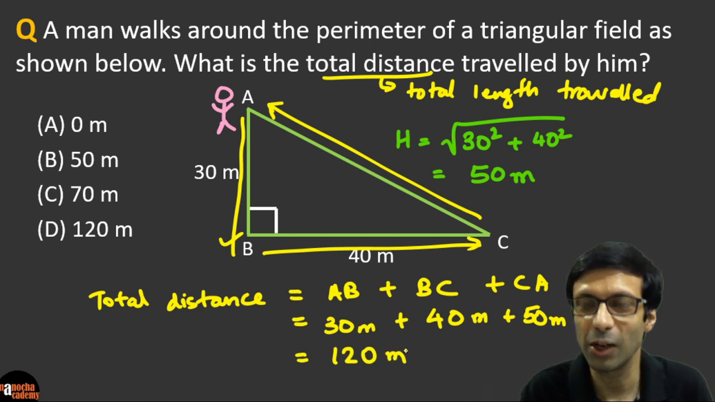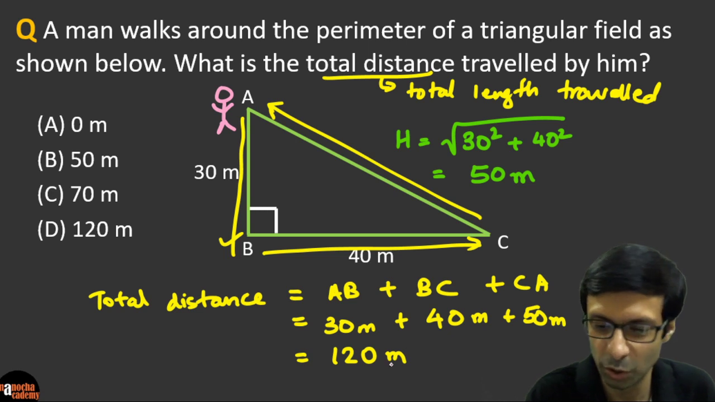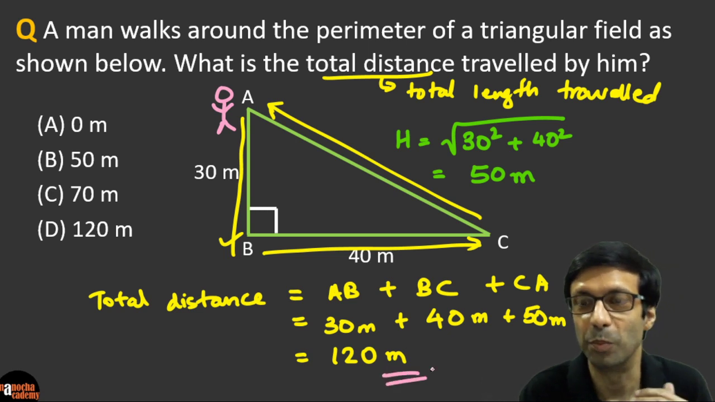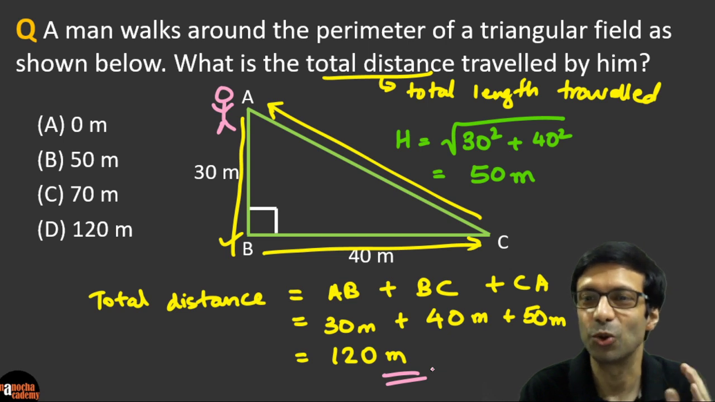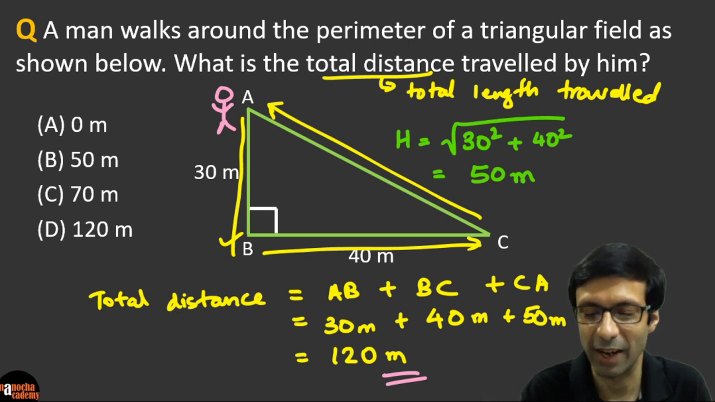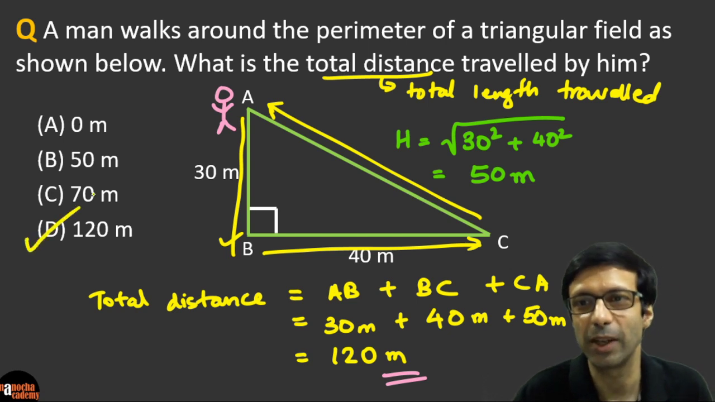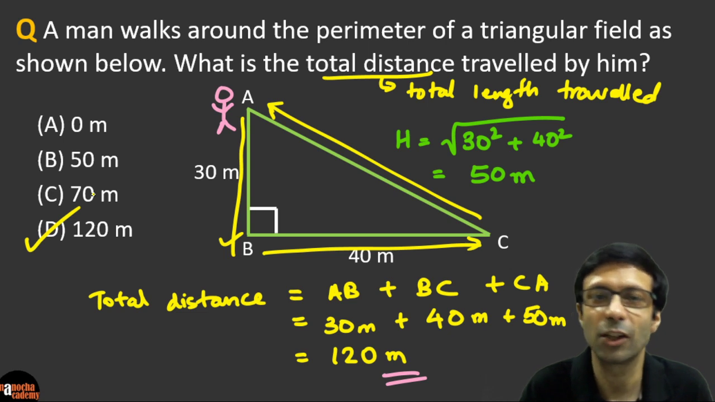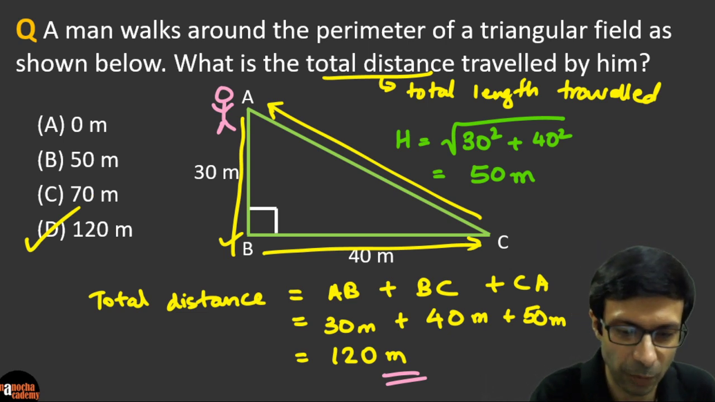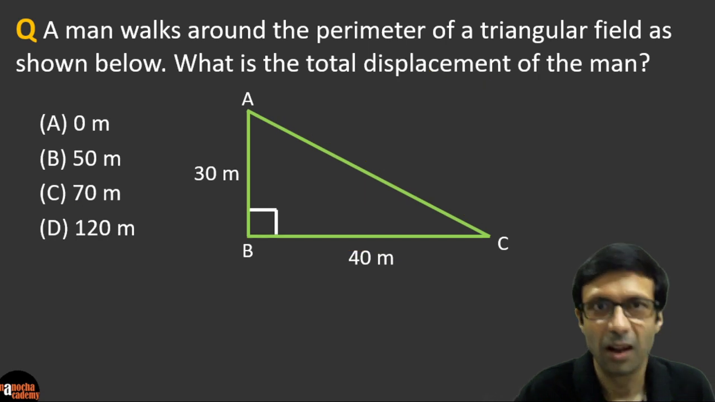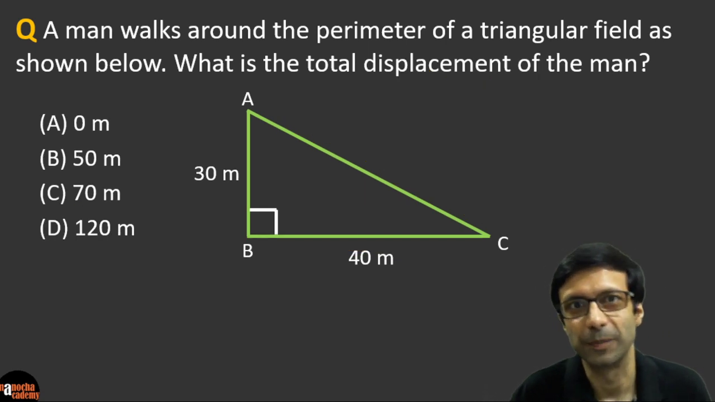So the total distance, excellent. But guys, don't write just 120. Remember, I told you in the last class also, units are very important. So be sure to mention the unit, meters. So the correct answer here is 120 meters. Don't forget to write down the units. Excellent. What is our right answer? D, 120 meters for this question. Clear? So we applied the concept of total distance, which is the total length of the path traveled, and then we calculated it using the Pythagoras theorem. Excellent. Now let's go on to our next question.